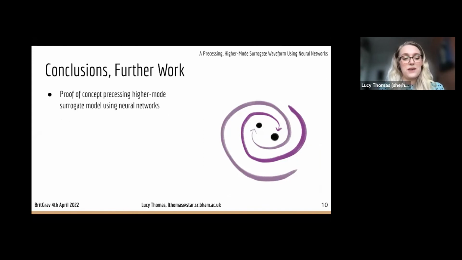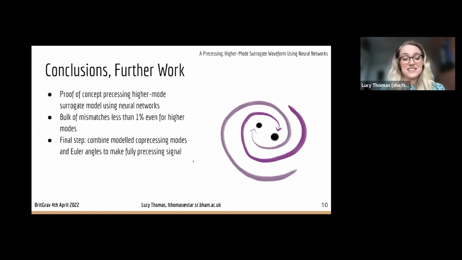So in conclusion, this work centered around building a proof of concept precessing higher order mode surrogate waveform model of SEOBNR V4PHM using neural networks. We have so far successfully modeled the co-precessing frame waveform modes with a bulk inaccuracy of less than 1%, even for higher order modes. And the final step will be to combine these modeled co-precessing modes with the modeled Euler angles to twist up the waveform and model the fully precessing signal.